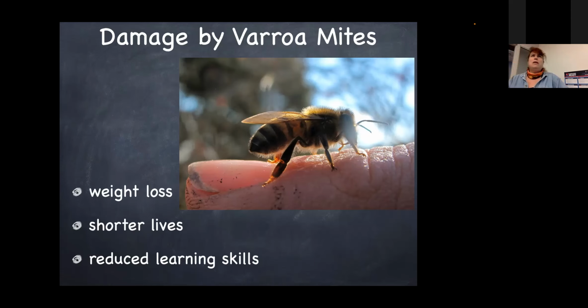And one of the things the bees need to do is figure out how to go from the hive out to flowers, forage, and find their way back. And because the bees that are damaged by Varroa mites have reduced learning skills, that means you lose more foragers and you bring in less food. So a hive that we would say was weak on stores is probably being affected by Varroa mites.